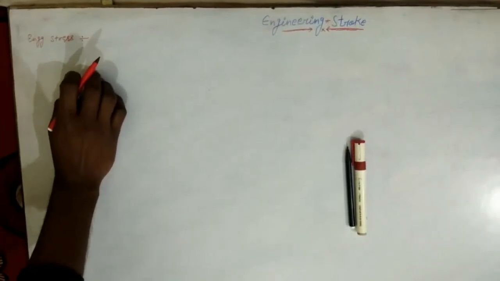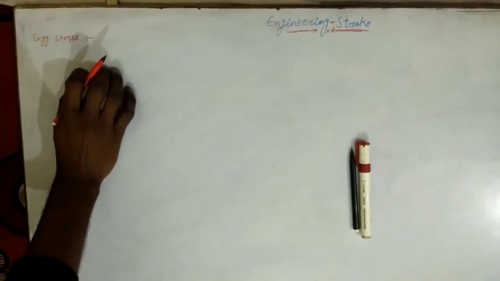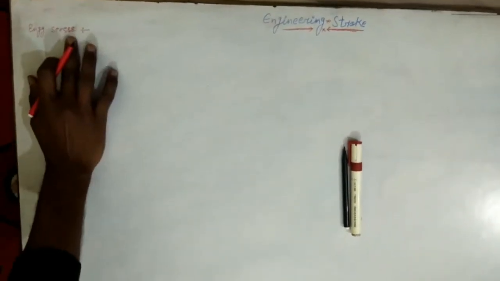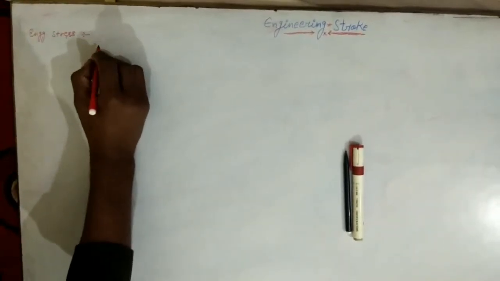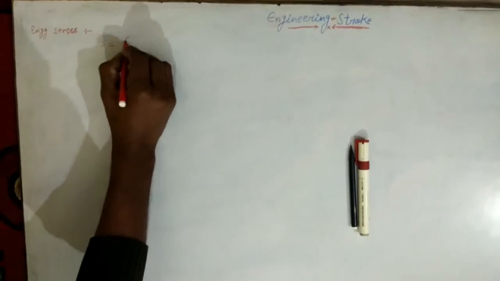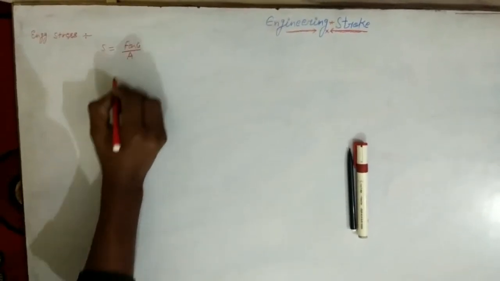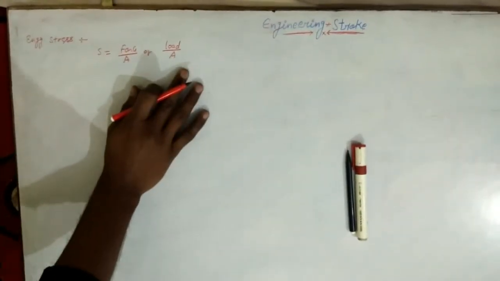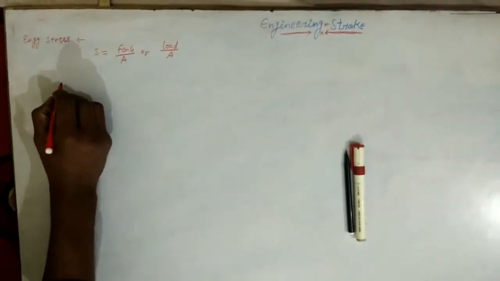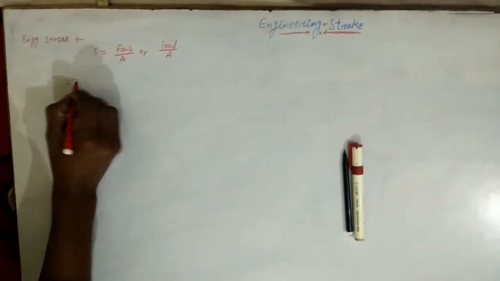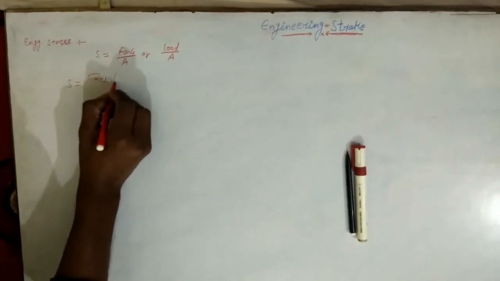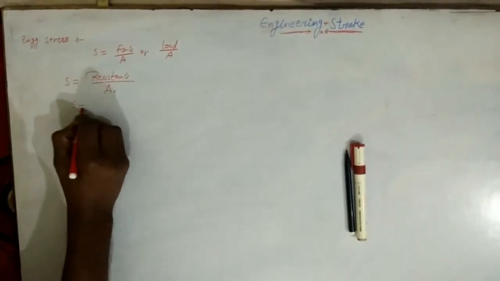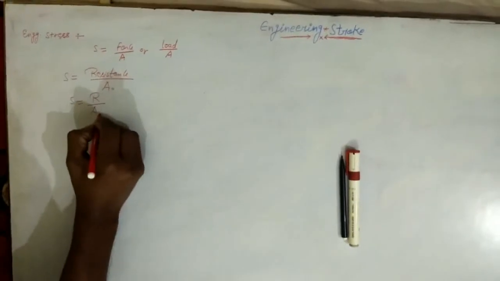Dear friend, first of all, we discussed the difference between engineering stress strain and true stress strain. So, what is engineering stress? We generally know engineering stress as force over area, or load over area. But this is not the real definition of engineering stress. The real definition is engineering stress equal to resistance over initial area. That means S equal to R over A.